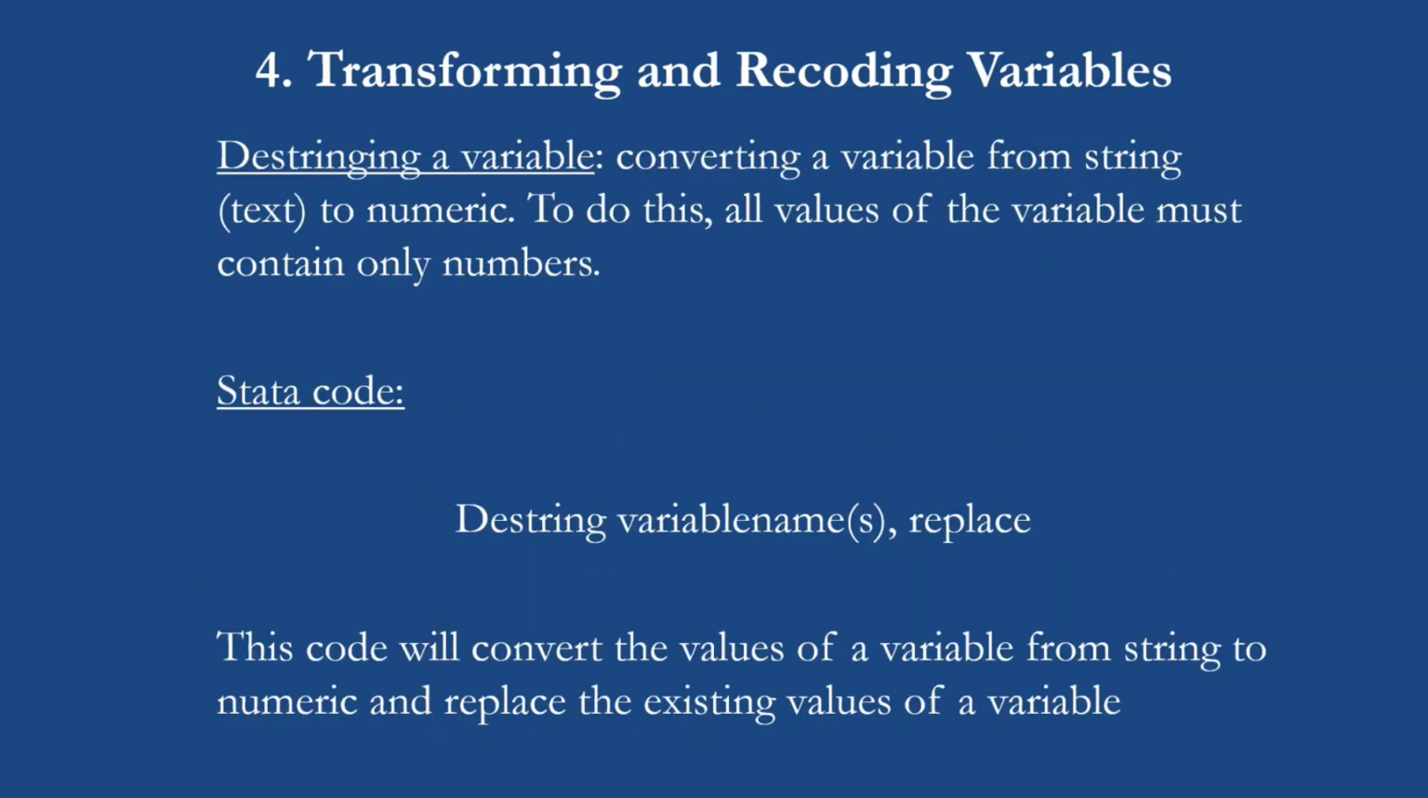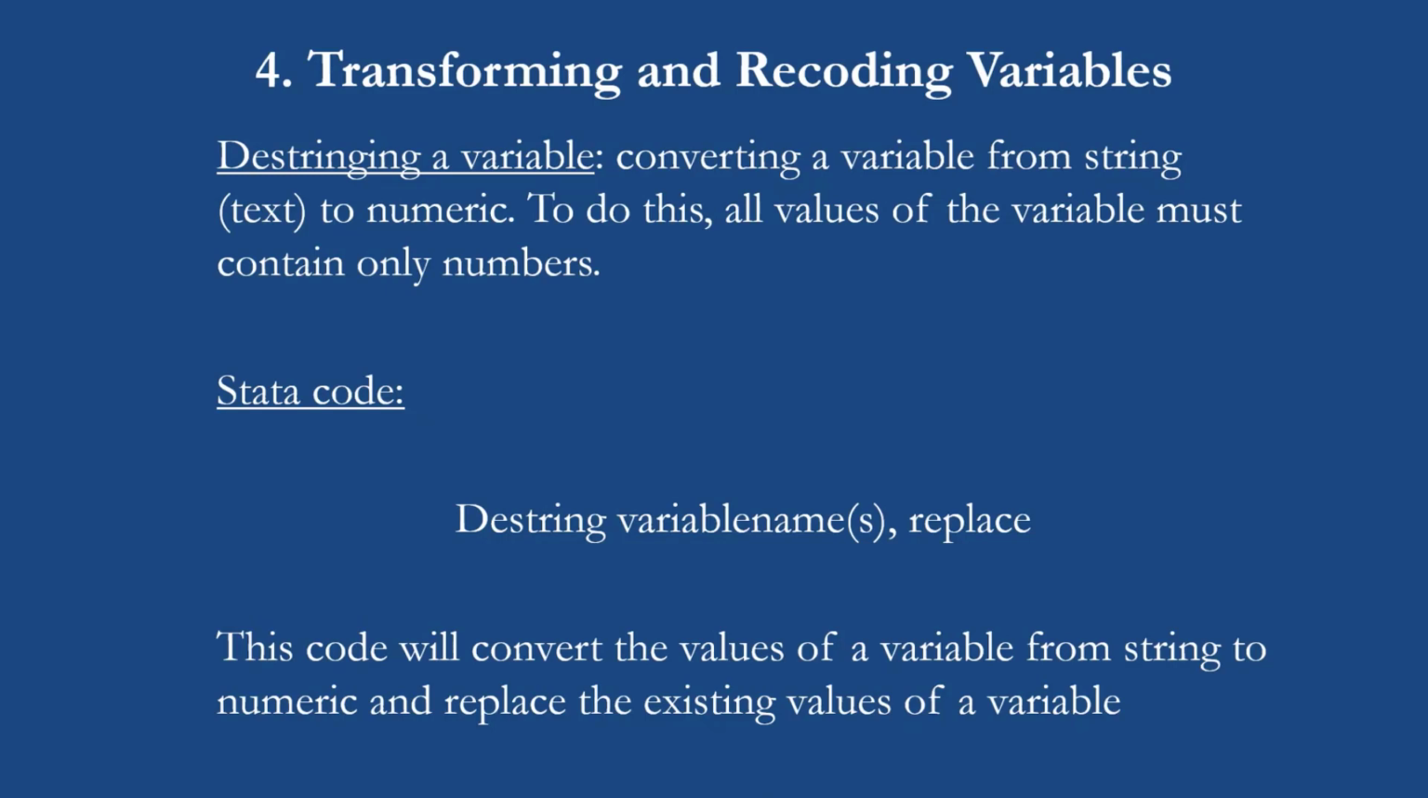So first off, one data management task is transforming or recoding a variable. I tend to use these two things interchangeably, so that's why I'll say transforming and recoding. One way of doing that is what we call destringing. That's where you take a variable that is in string format and convert it to numeric, because you want to use it to run analyses of some sort.